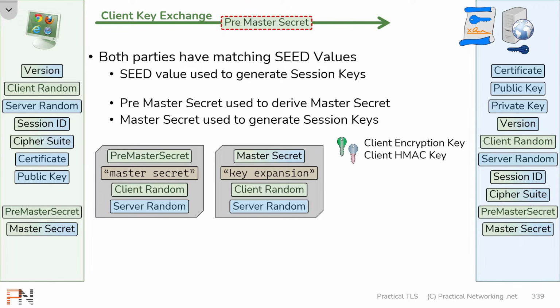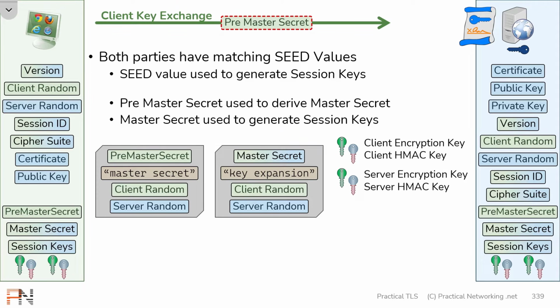A symmetric encryption key and an HMAC key to protect what is sent from the client, and a symmetric encryption key and an HMAC key to protect what is sent from the server. And again, both parties had the master secret, both parties know the string "key expansion," and both parties have the client and server random numbers, which means both parties have the same identical session keys. Now, you might be asking yourself, why 2 sets of keys? Well, that's a great question.